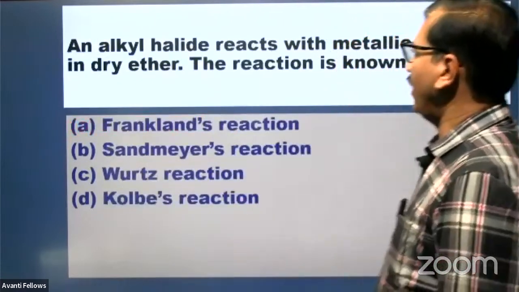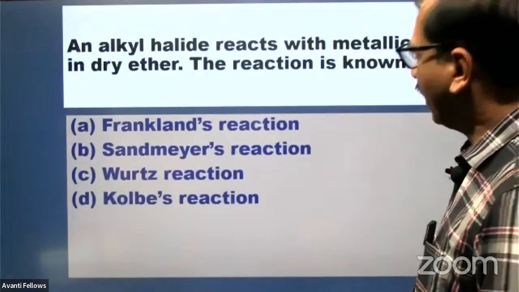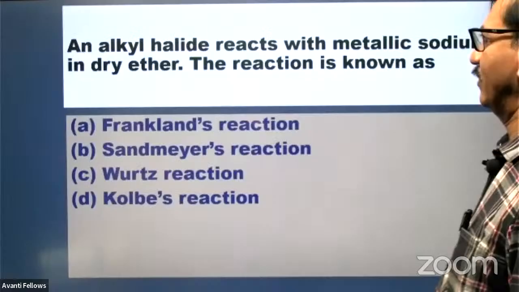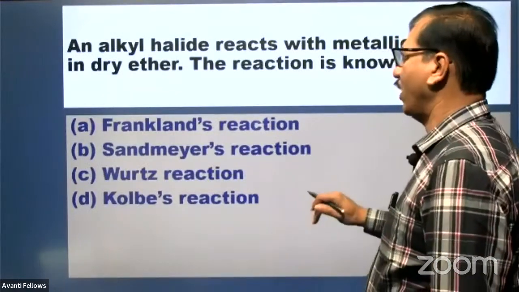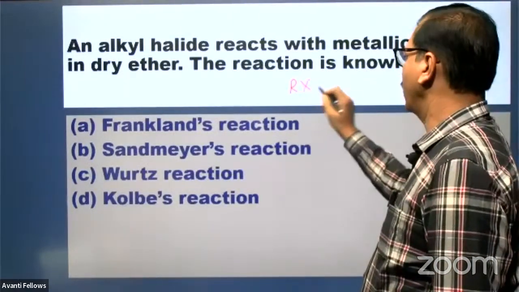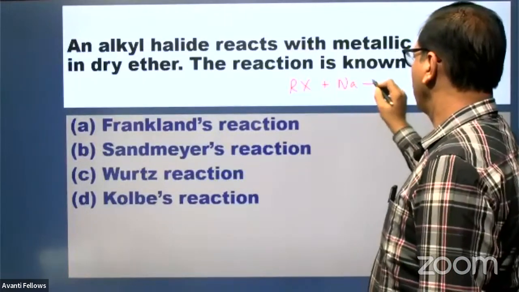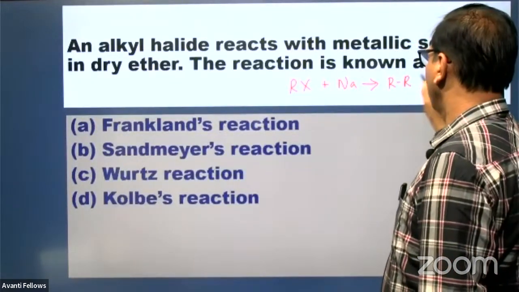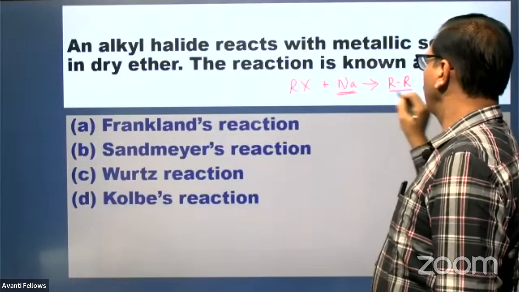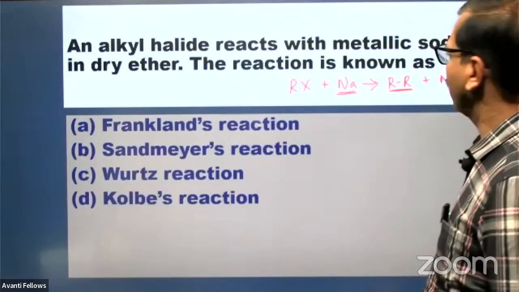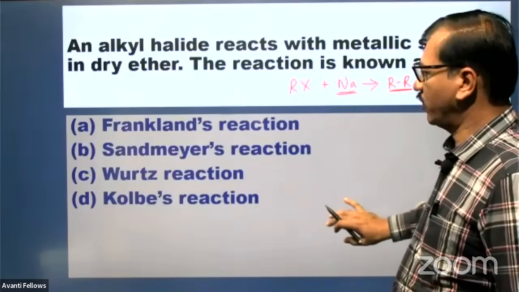Now, an alkyl halide reacts with metallic sodium in dry ether. The reaction is known as Wurtz reaction. Option C, it is Wurtz reaction. Alkyl halide plus sodium gives R-R plus NaX. With sodium in ether, it will give a hydrocarbon. Recall it in this way so that you will remember forever.